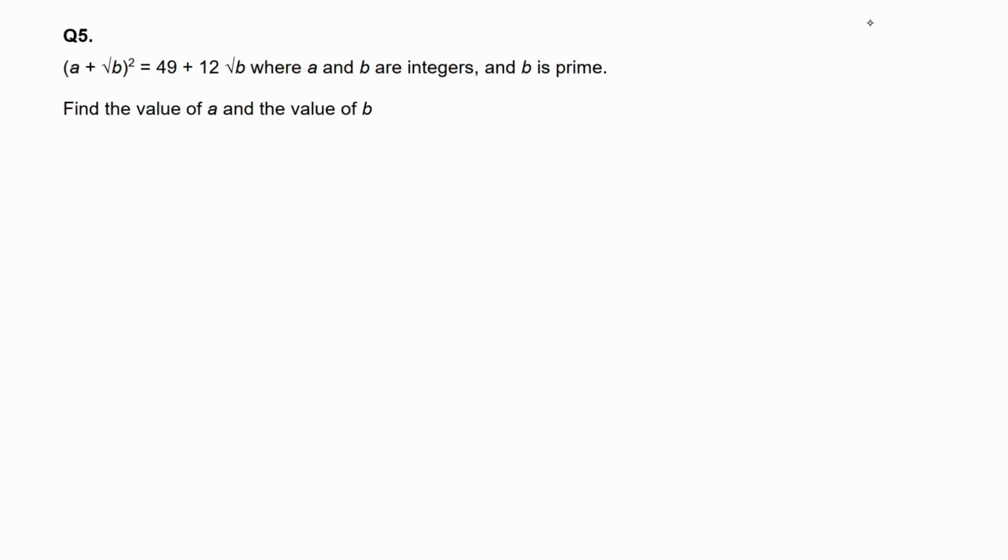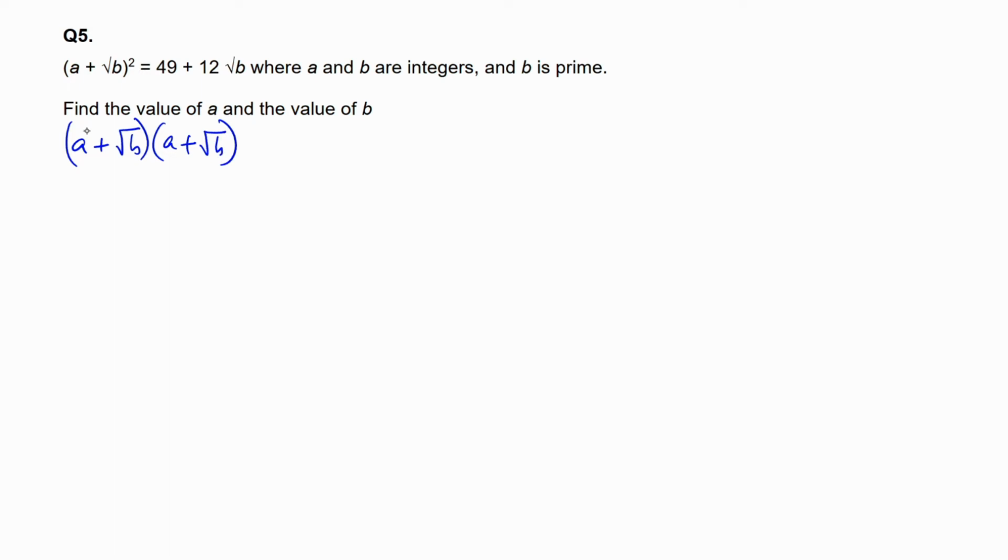In this question, we are required to expand this surd and find the value of a and b. So by applying algebra, we know that (a plus square root of b) squared is basically equal to a plus square root of b multiplied by a plus square root of b.